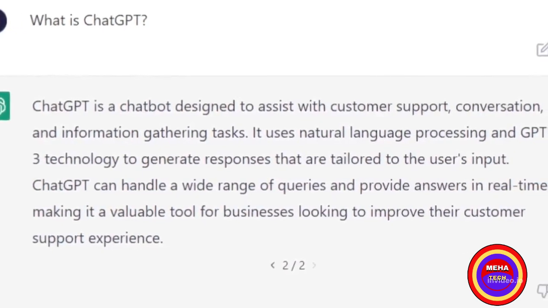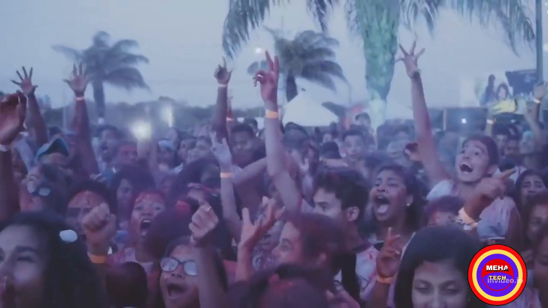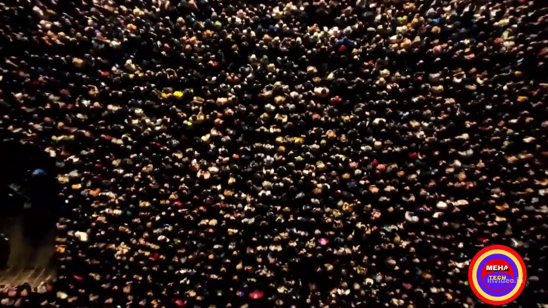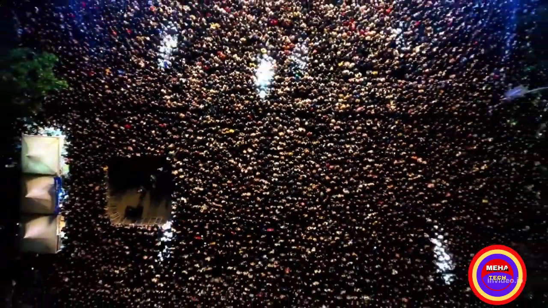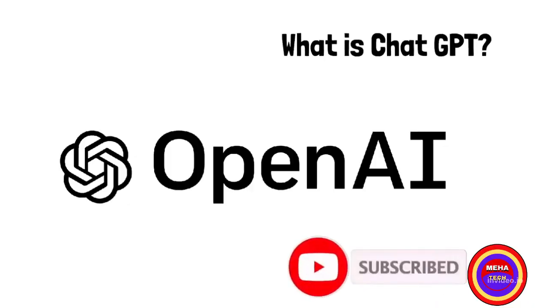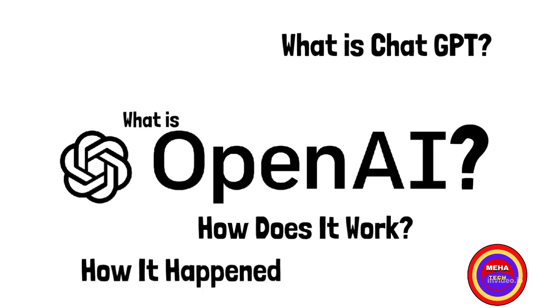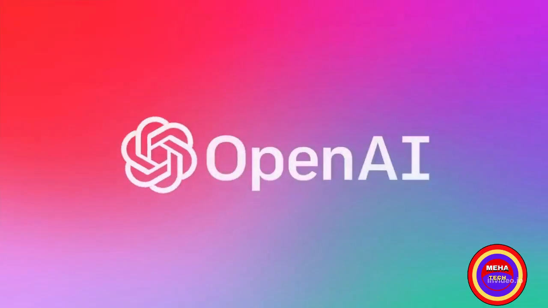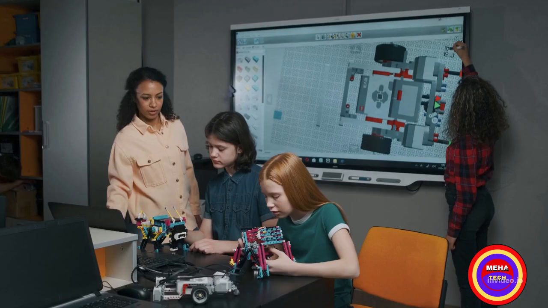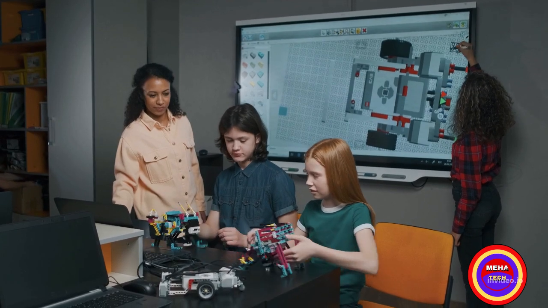It's been trending on Twitter and has amassed over 1 million users in just 5 days, which in itself is mind-blowing, having launched on the 30th of November 2022. But what is Chat GPT? What is OpenAI? And how does this revolutionary technology actually work? Here's how it happened. Generative AI has been described in recent months as the most talked about tech in Silicon Valley, and OpenAI is right at the heart of it.